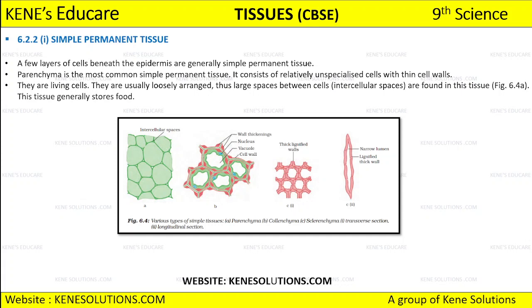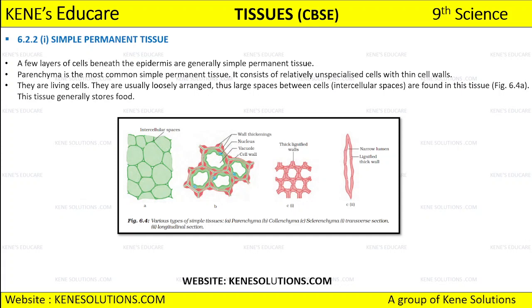And among all the tissues, parenchyma is one of the most common types of simple permanent tissue, which has all living cells inside it. The cells inside the parenchyma are usually loosely arranged, and you will see large spaces present between them, many intercellular spaces inside the tissue. And this tissue generally stores food. What does it store? It stores food inside it. So one of the features or functions of parenchyma is storing food inside the tissue.